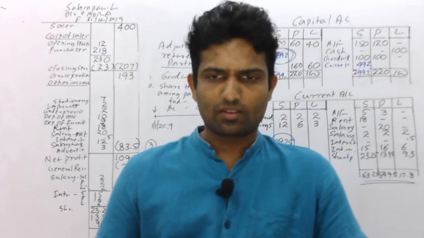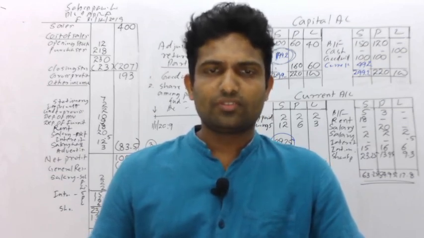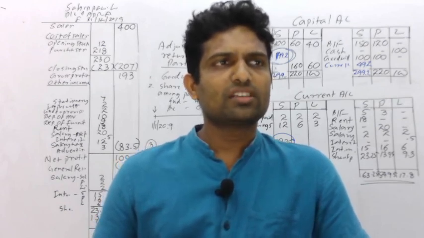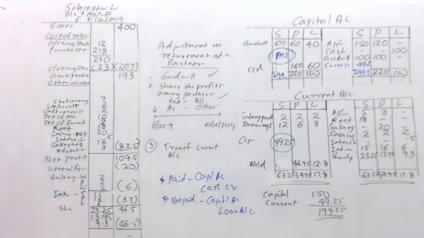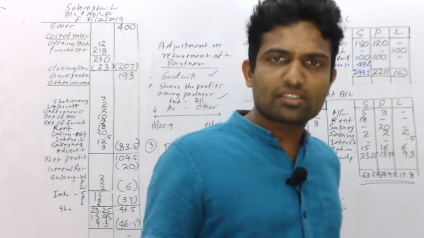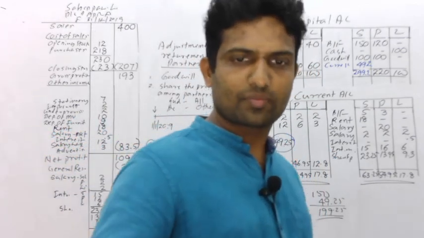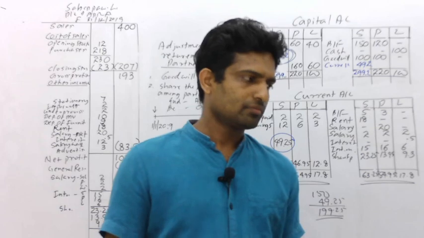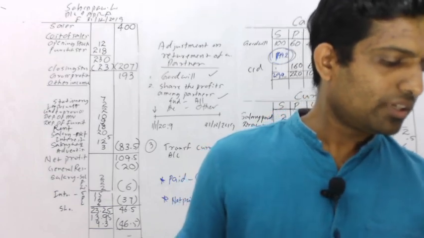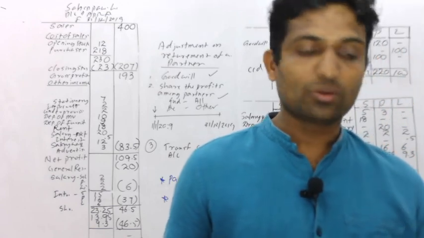Problem number 2. If the payable amount is transferred to a loan account, the entry is: retired partner's capital account debit, loan account credit.